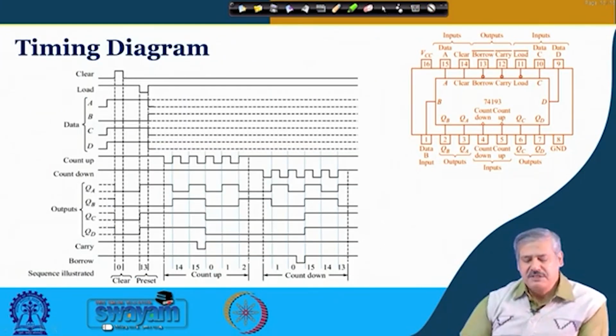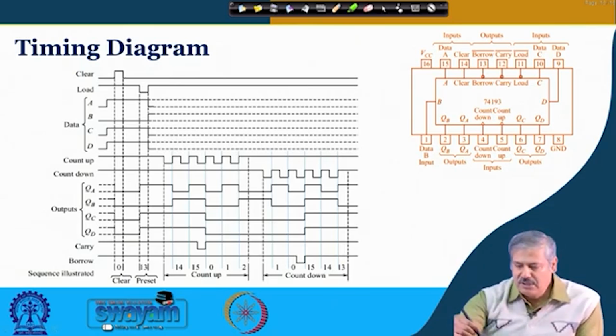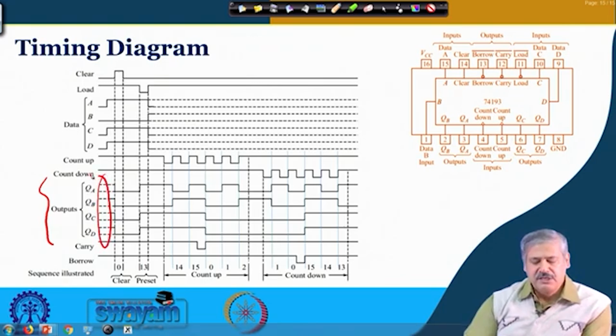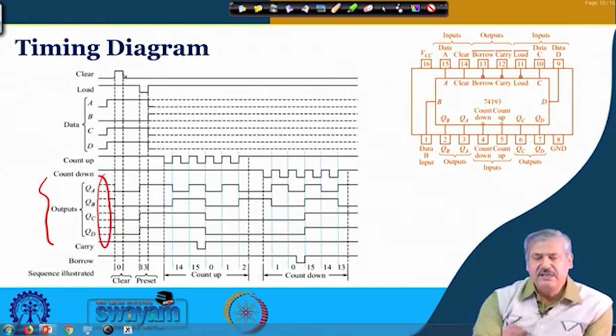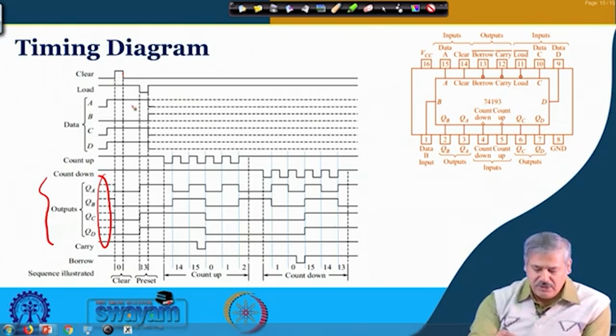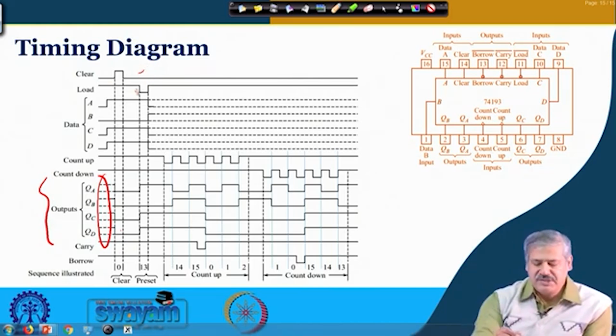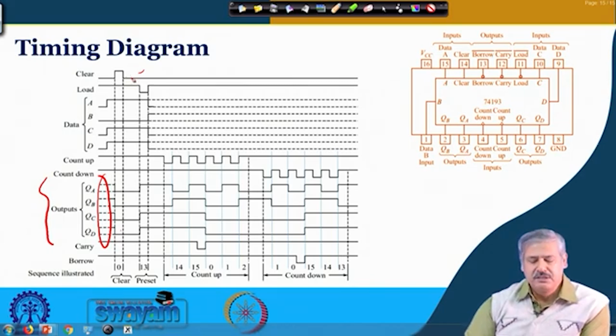So, this is the timing diagram I was talking about. You see initially the counter may have some value on QA, QB, QC, QD over here. Whenever you give a clear, all of them get cleared, asynchronously cleared. You can see that all of them are cleared. After that the clear input is taken away, it is inactive. Clear is active high, as you can see.